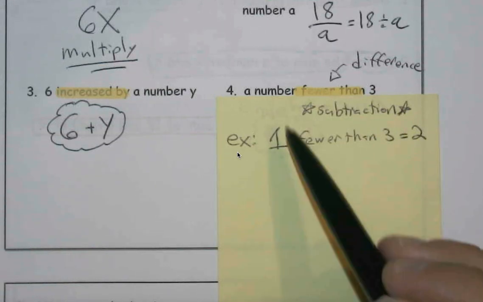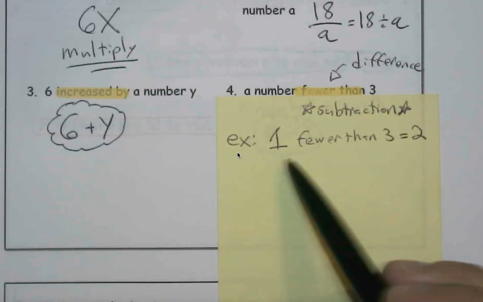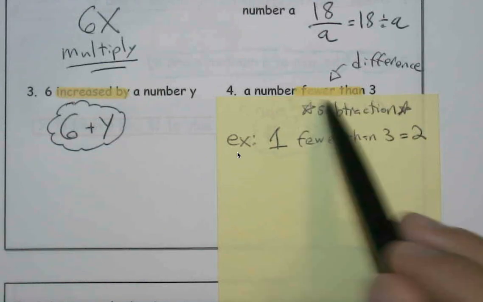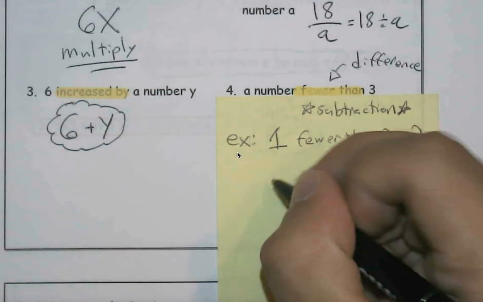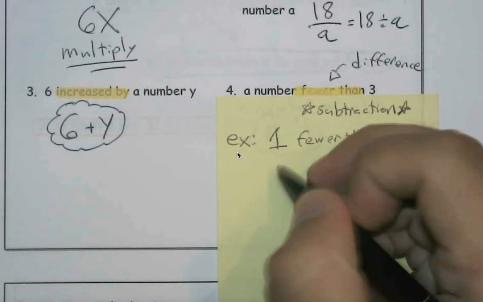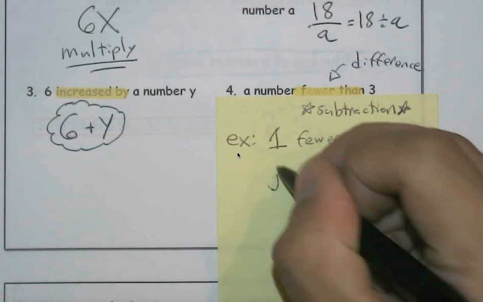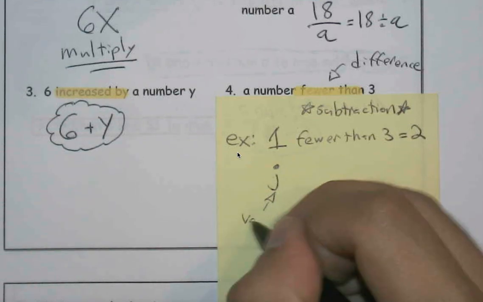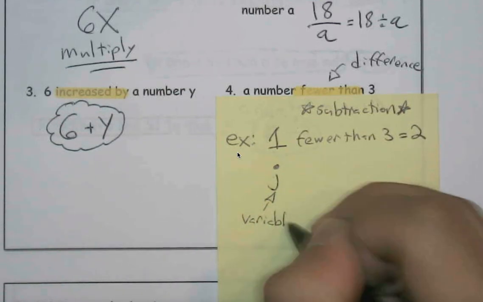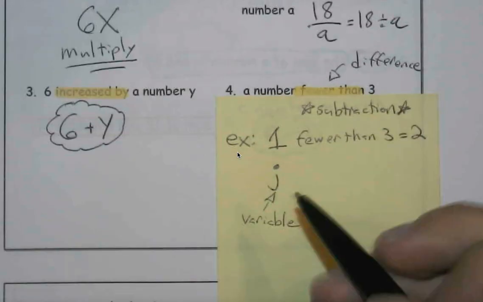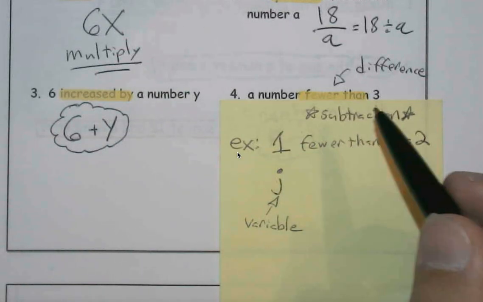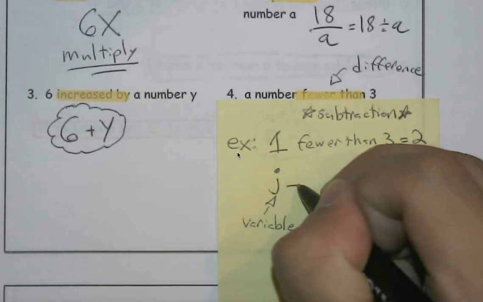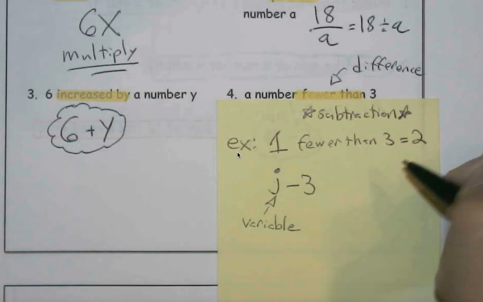If you even want to take this further, you could think of other numbers that work here. But the way that you really should be expressing this is with whatever the number is. So let's call this the number j, which is in fact a variable building from the previous video. So we have a variable of j, and this is fewer than 3. So we have j, and then we deduct 3.